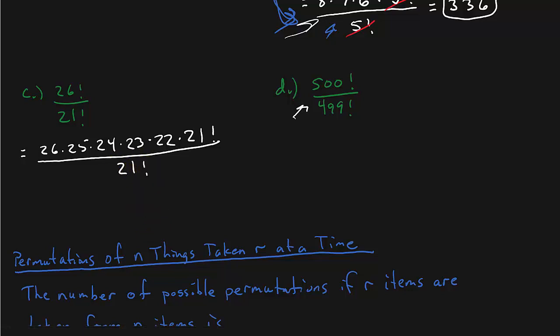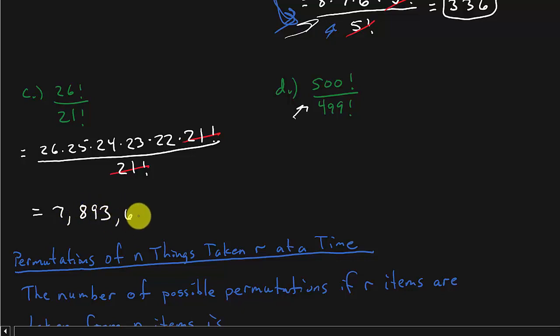Over 21 factorial. And see, now the 21 factorials cancel out. And that leaves me with 7,893,600. All I did was multiply 26 times 25 times 24 times 23 times 22. Okay, all right, now let's look at the next one.